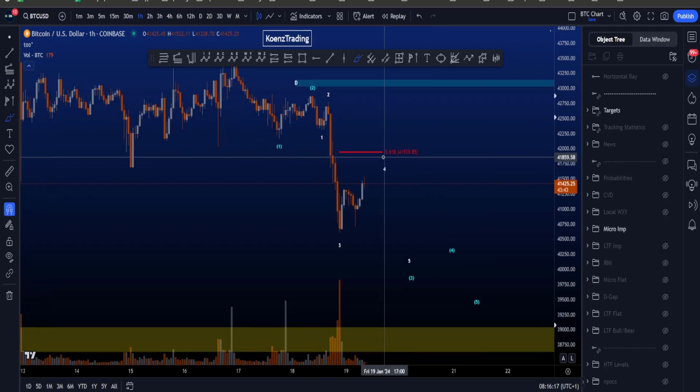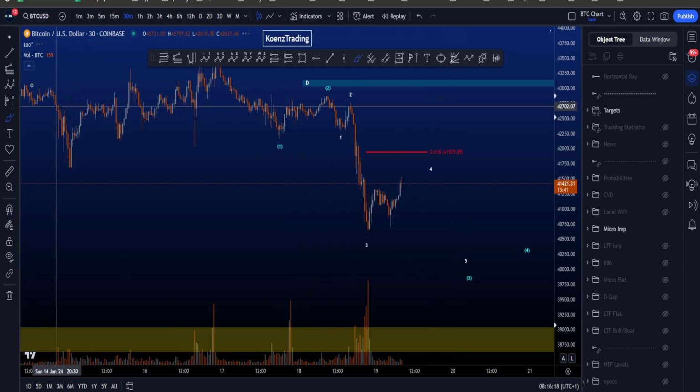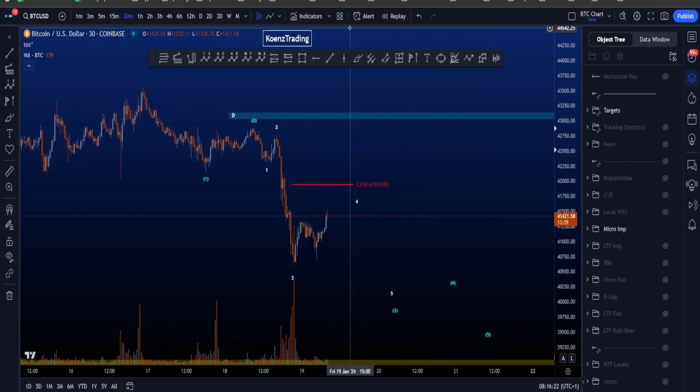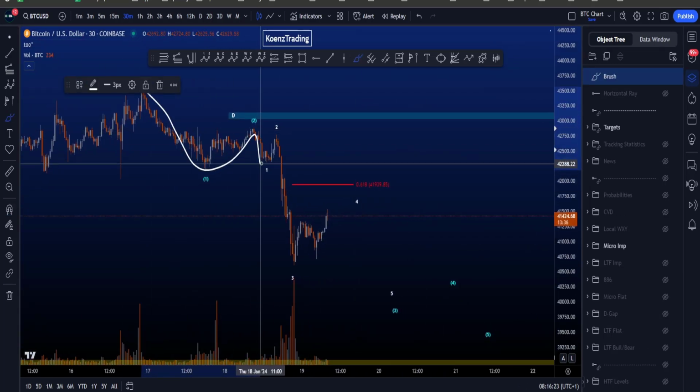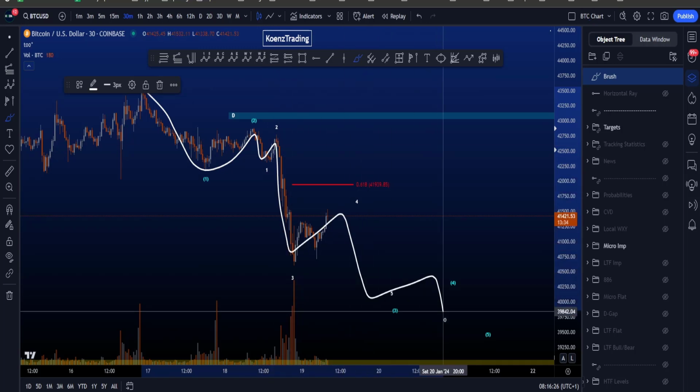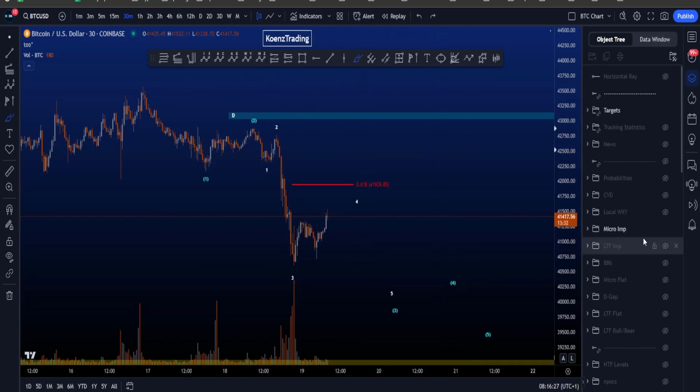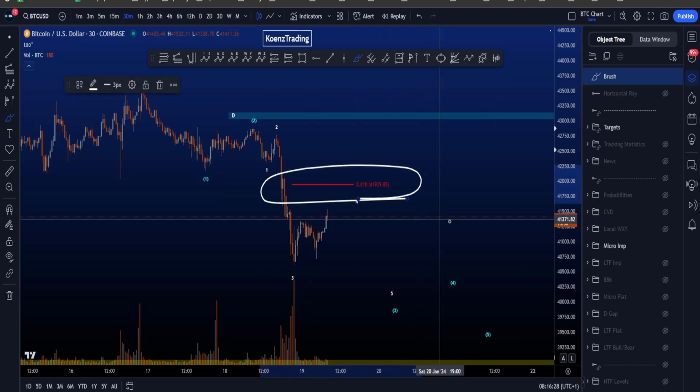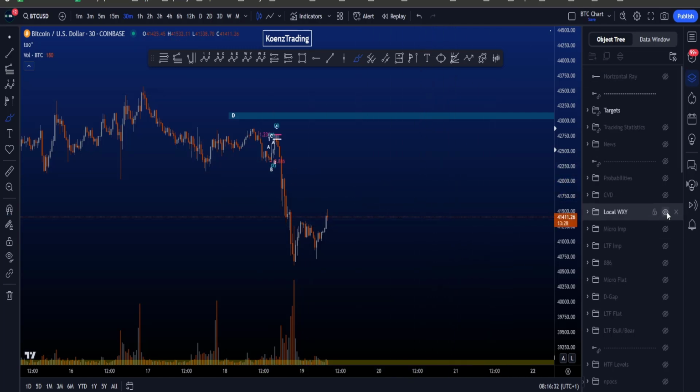Now, in this scenario, we are looking for this sub-degree count inside the wave 5. So we are then looking for wave 1, 2, 1, 2, 3, 4, 5, 4, 5. That's what we're looking for, so more downside expected. The 0.618 at 42k should not be hit.